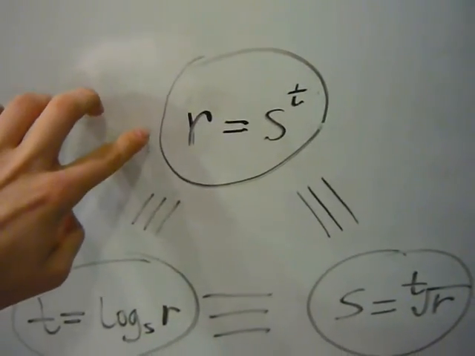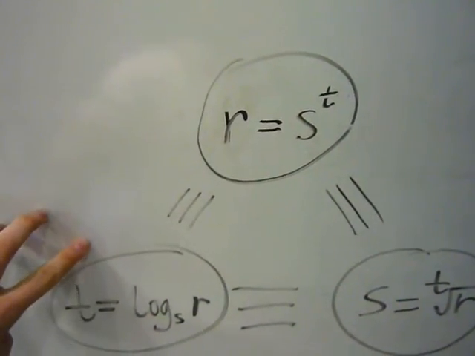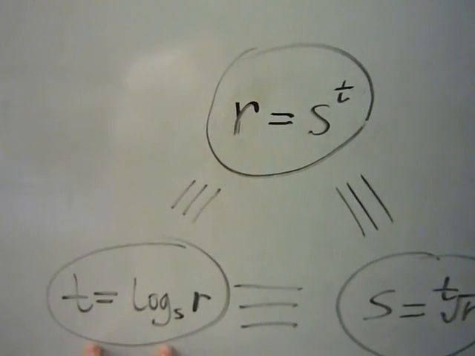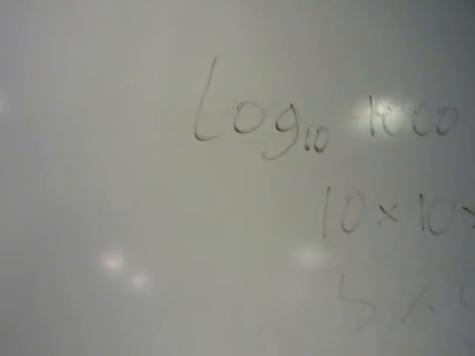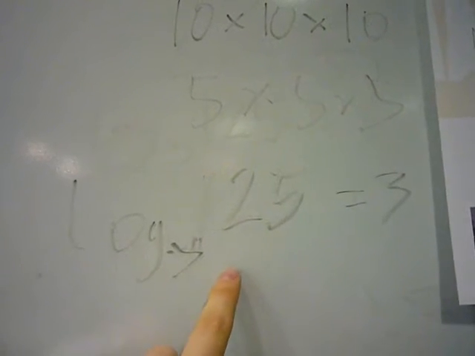Everyone knows this matches with this, because this is the definition of a logarithm. 5 times 5 times 5 is 125. This is not writing very well. Log base 5 of 125 is also going to equal 3. Anyway, you got 5 to the third equals 125. That's s to the t equals r.